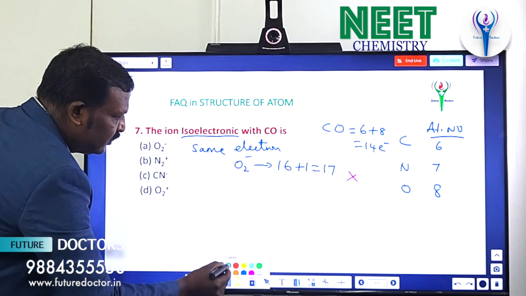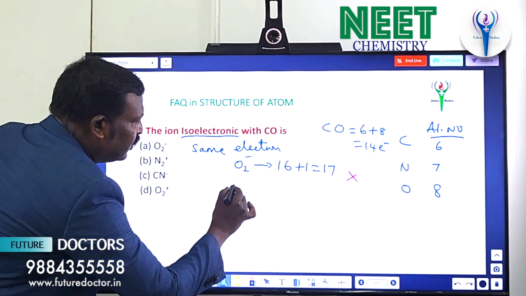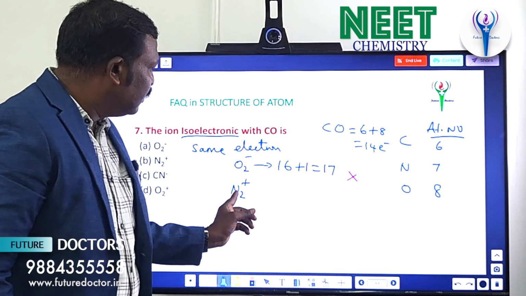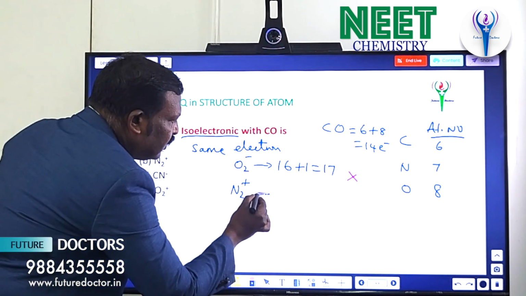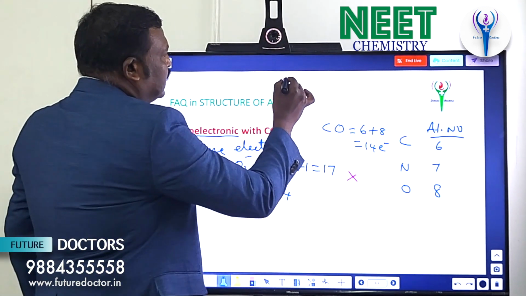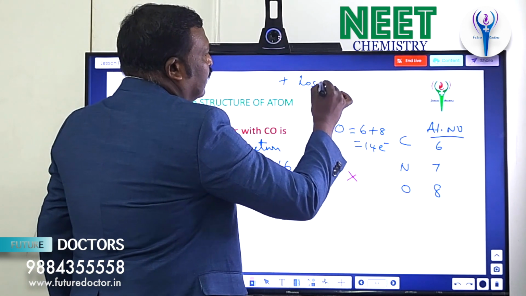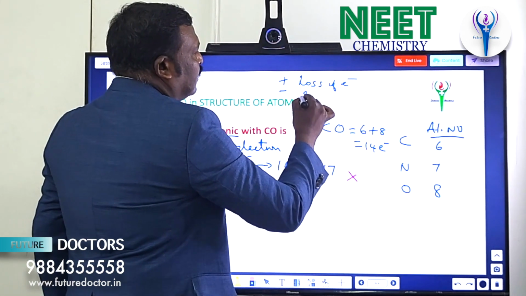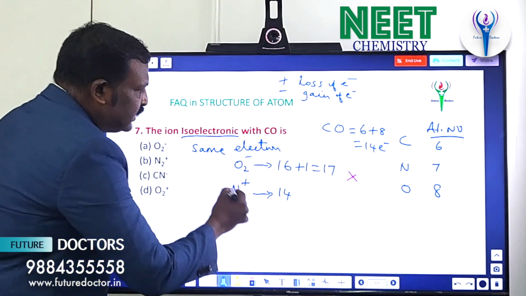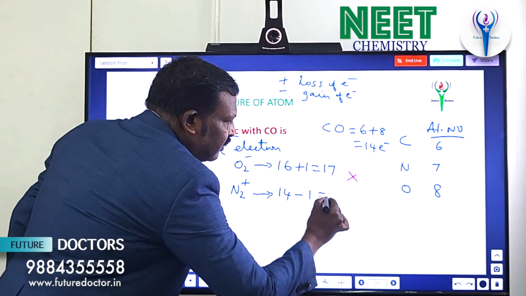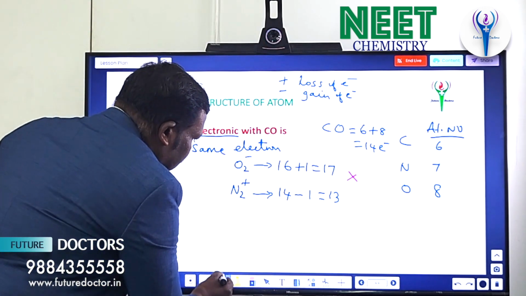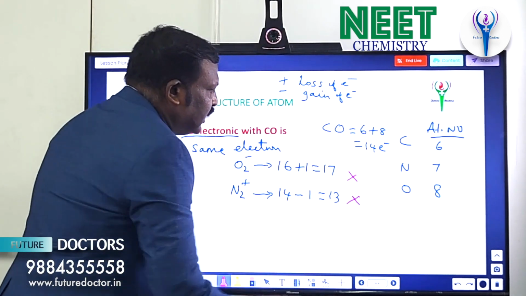Okay. Next one. Take the next one. N2 plus. N, totally how much? 1 N is 7, 2 N is what? 14. Understood? Here 1 plus is there. 1 plus means loss of electron. Okay. Plus means what? Loss of electron. Minus means what? Gain of electron. Understood? Okay. So 1 plus, actually 14, 1 plus is there means we have to minus. So we have 13 electrons only. Just compare this and this. Not same, no? So leave it. It should be same. Then only we can consider it.